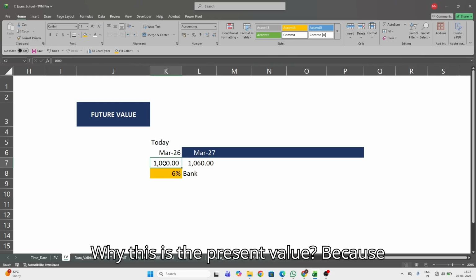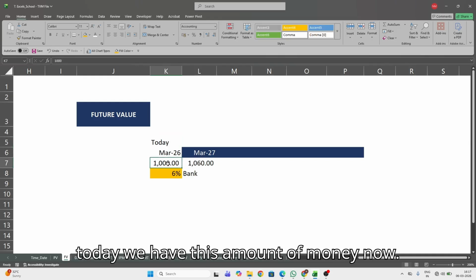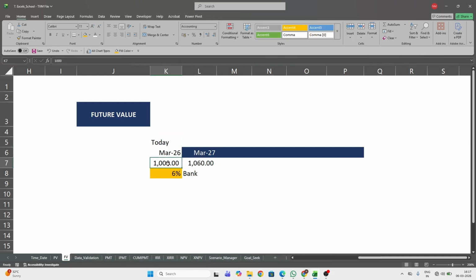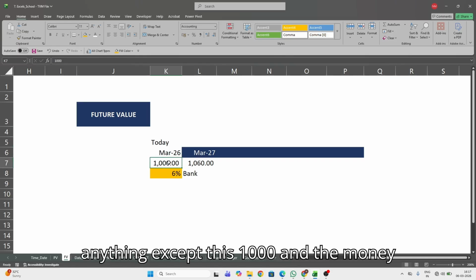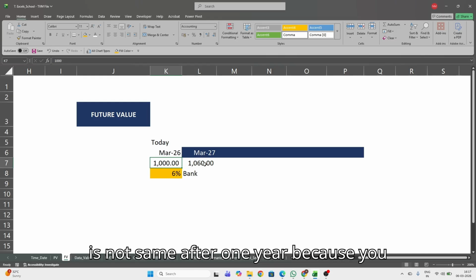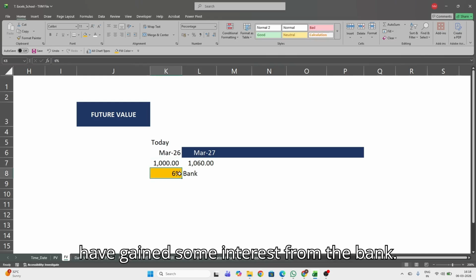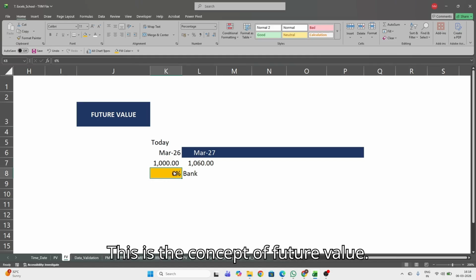Why is this a present value? Because today we have this amount of money now. You haven't invested anything except this 1,000, and the money is not the same after 1 year because you have gained some interest from the bank. This is the concept of future value.